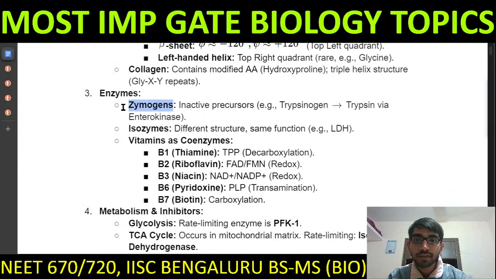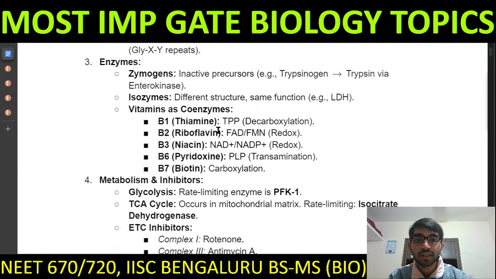Then coming to enzymes, remember the zymogens are inactive precursors. For example, trypsinogen getting activated to form trypsin via enterokinase. So this reaction you should remember, what are zymogens. The inactive form of the enzyme is called zymogen. And isozymes are different structures having the same function. For example, LDH. Enzymes like LDH can have different structures, but they can perform the same function.